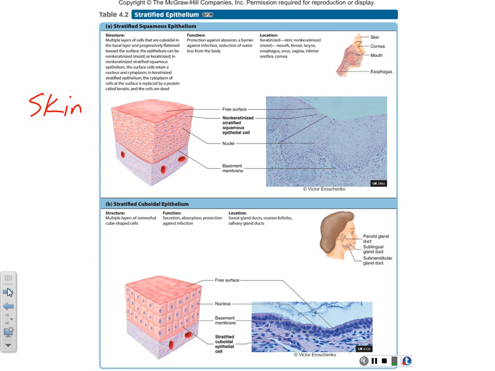Okay, when we do skin the next time on the Tuesday, we will talk about how every 30 to 45 days you have new skin on you, because the old skin sloughs off and you have a new layer of skin. And it's replaced by these basal cells near the basement membrane, which are actively dividing. Okay, so that's skin, and it's keratinized or not keratinized.